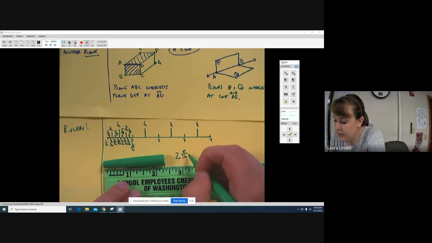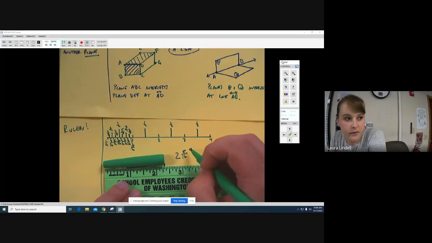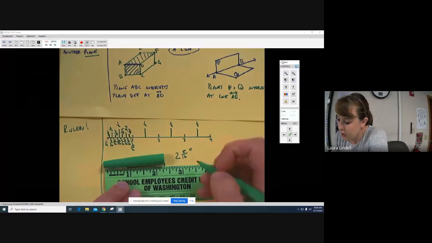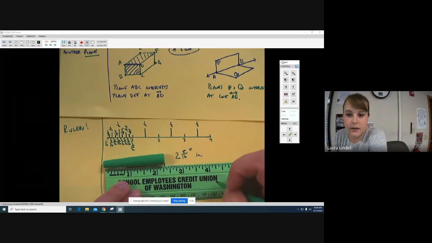If we could reduce this fraction, we would. But since 5/16 does not reduce, that's our answer. The pen cap is 2 5/16 inches. The abbreviation for inches is like the quotes, or you could say inches like that. You could write out the whole word inches if you want to. Whatever you want to do there.